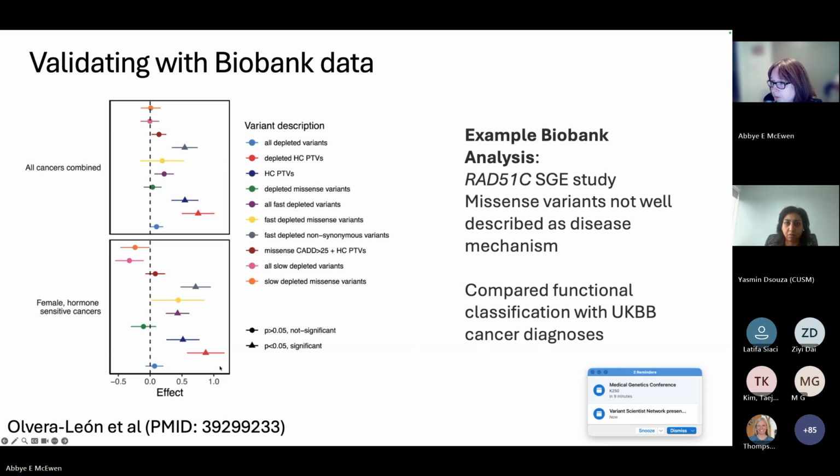So if you look at all variants which were abnormal in their assay, you do see an effect. And if you look at only the fast depleted missense variants, you also see an effect. So these are the ones that are abnormal in their assay. These are all the variants that are fast depleted, including the premature truncations, and you see that the effect size is basically the same. So this helps you understand that missense variants are indeed a bona fide mechanism of disease for RAD51C.